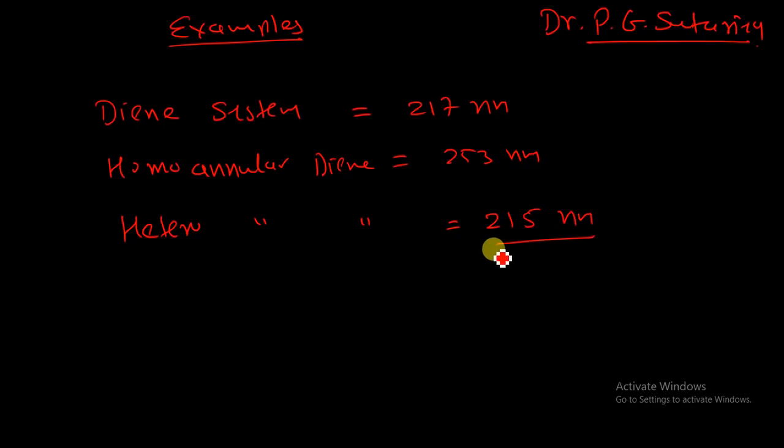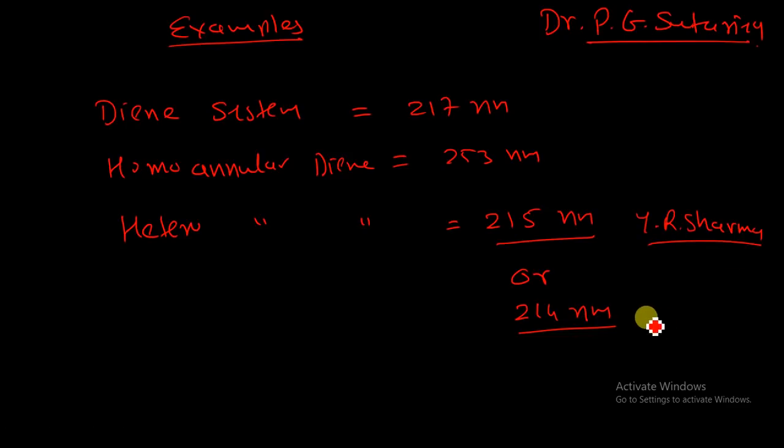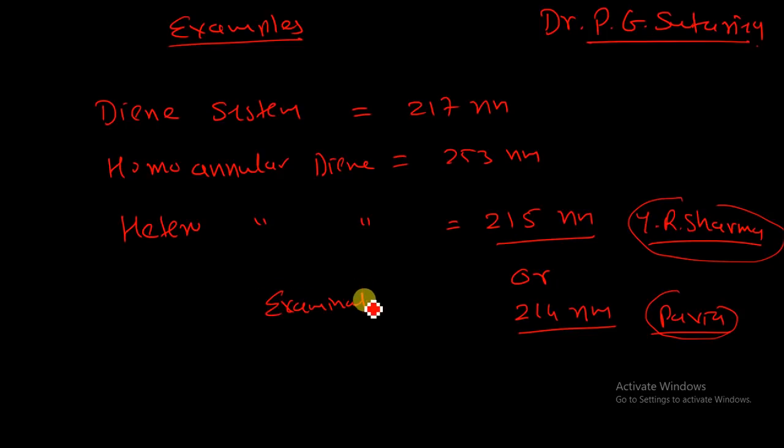Okay, so let us consider this 215 nanometer. In some of the books, they have written 214 nanometer for this heteroannular diene system. So this value is given in the book of Silverstein and Sharma, and this is given in the book called Pavia Organic Spectroscopy. Okay, so I suggest that whatever value they have given in your examination paper as a data value, you have to consider this as a 214 or 215 nanometer. Do not confuse in these two things.